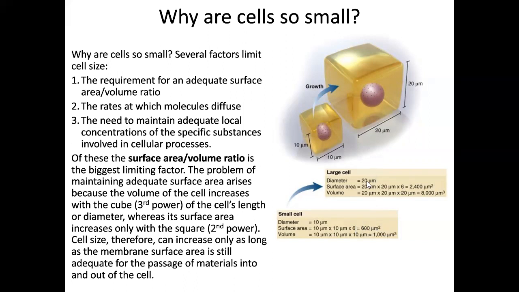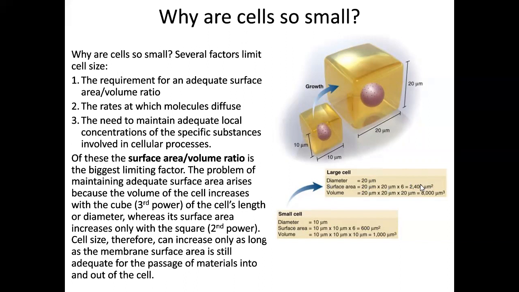Okay. When the cell doubles in size, its surface area does not double. It actually quadruples. It goes from 600 square microns to now 2,400 square microns. So instead of going up to 1,200, which is double, it's gone up 4 times.